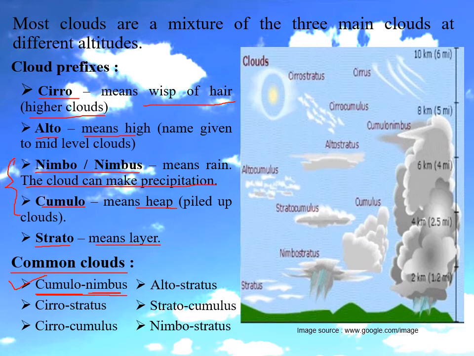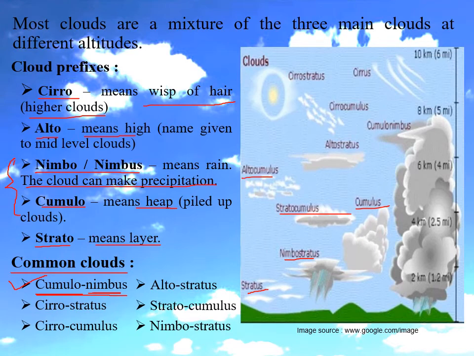And clouds are generally classified according to the different altitudes at which they are found. The low level clouds, that is the stratus, nimbostratus clouds; the mid level clouds, that is the cumulus, stratocumulus, altostratus, cumulonimbus; and the upper level clouds, that is the cirrocumulus, cirrostratus.